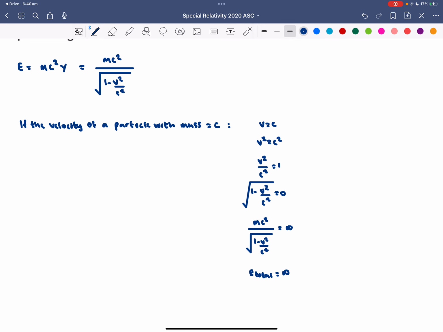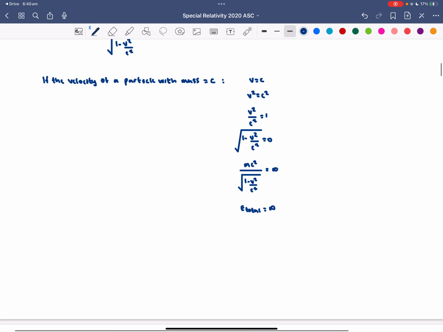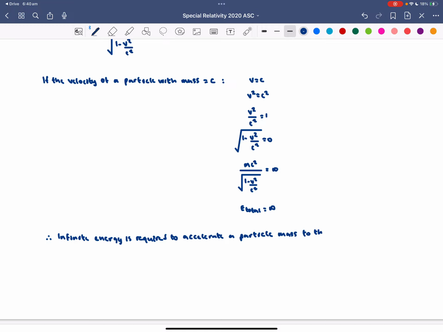So we've just mathematically proven that infinite energy is required to accelerate a particle with mass to the speed of light.